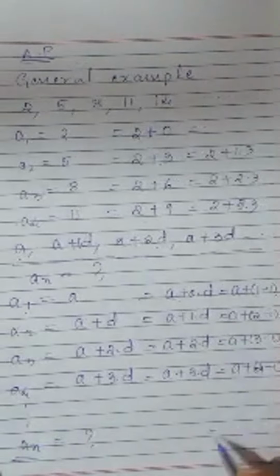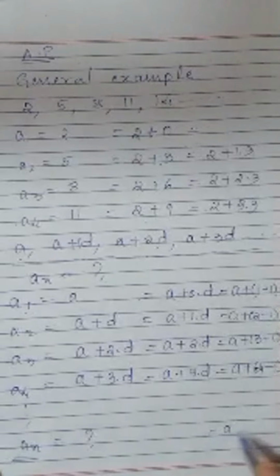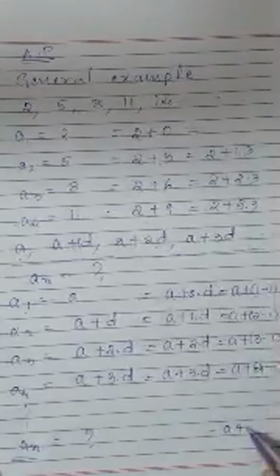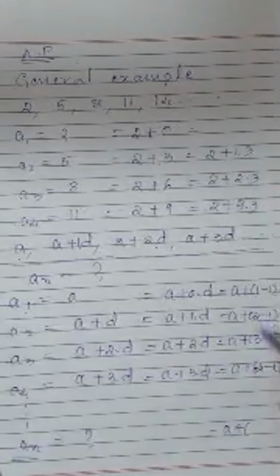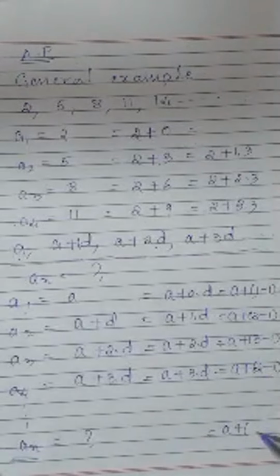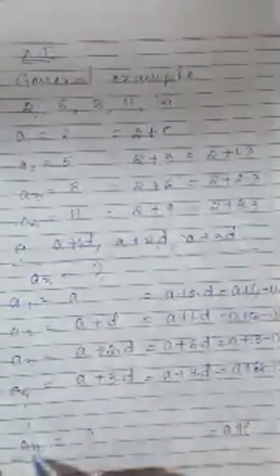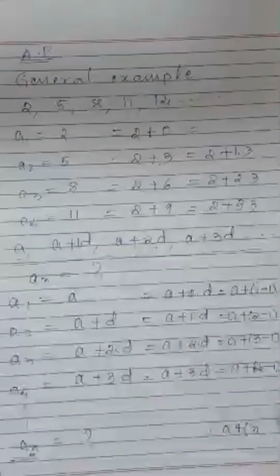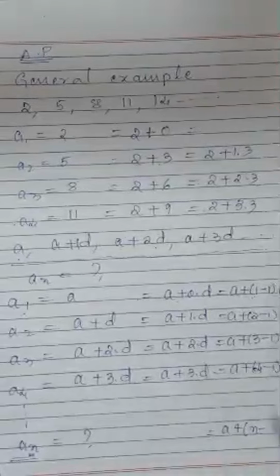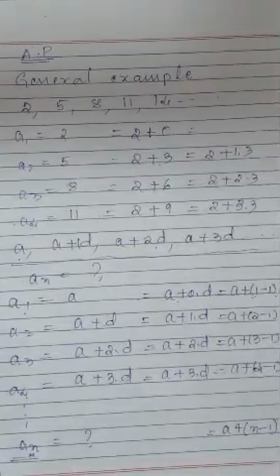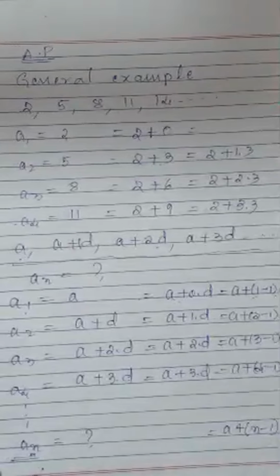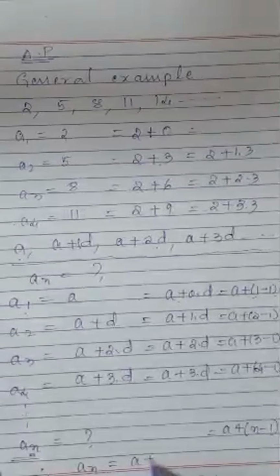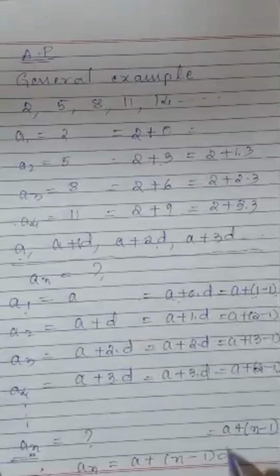Observe here, a is common. After that, plus, plus, plus, common sign. After that, open bracket, that is also common. Here 1, 2, 3, 4 ends with n. On that basis, 1, 2, 3, 4 ends with n, and minus 1 is also common, and d is also common. In this way, we are getting the nth term: a plus n minus 1 into d.